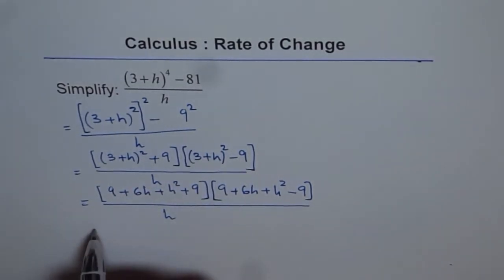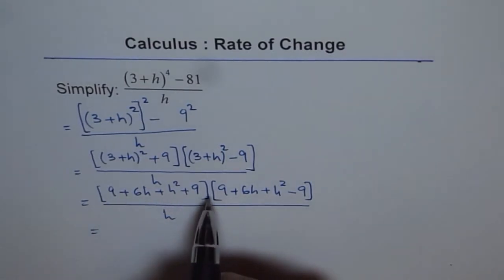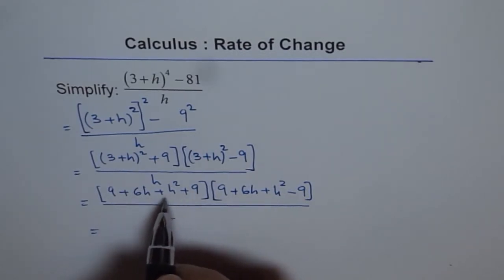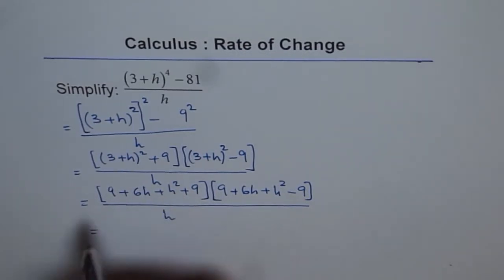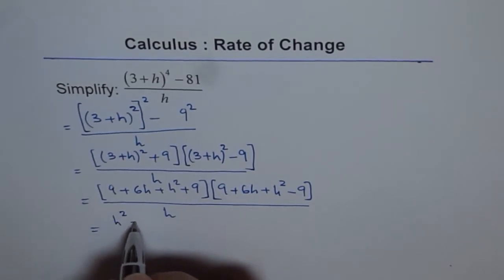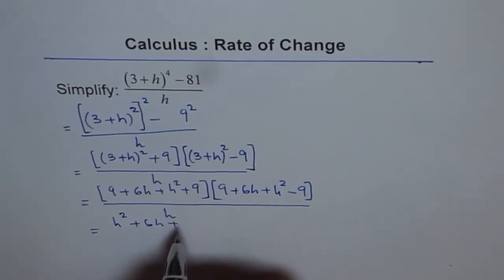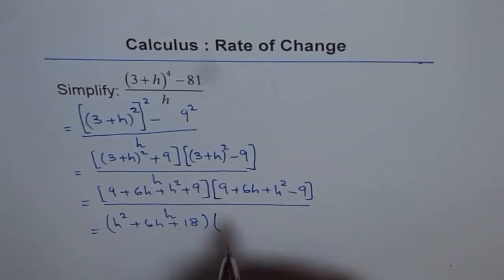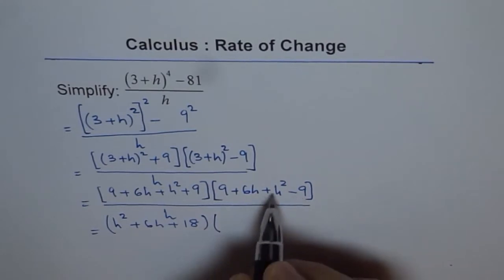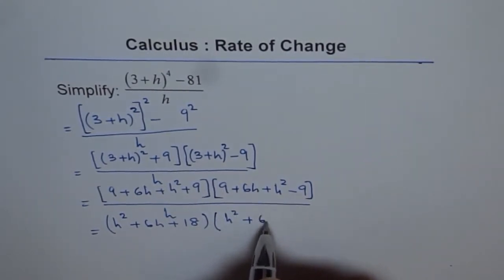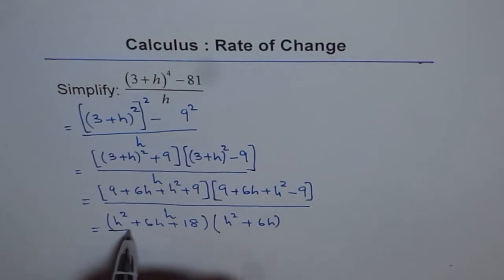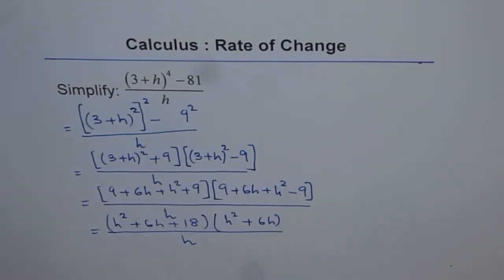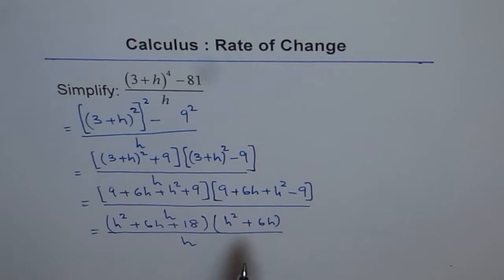Now we can further write it down as, now 9 plus 9 is 18, right? So it is 6h. Now let's order that in terms of h square, right? So we get (h square plus 6h plus 18) times, 9 minus 9 is 0, so we get (h square plus 6h) over h. That's what we get.